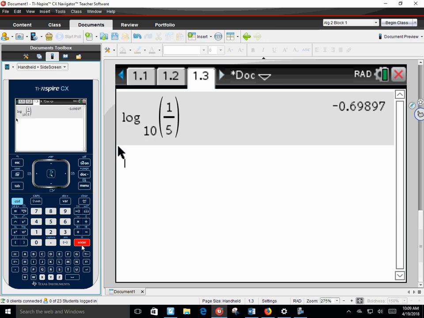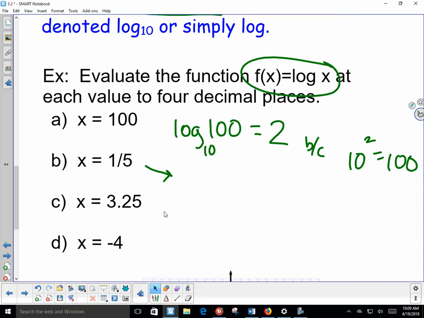Are you getting negative 0.699-ish? Are we okay with this? Okay, so that's how you do these. I'm going to skip the 3.25. Let's do log of -4.